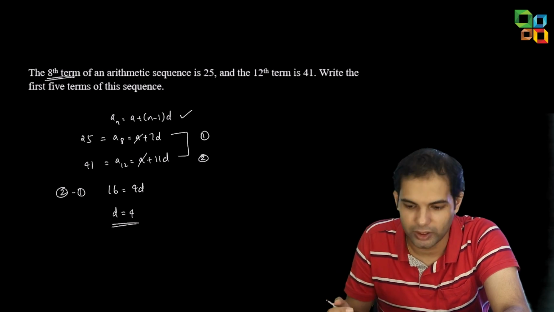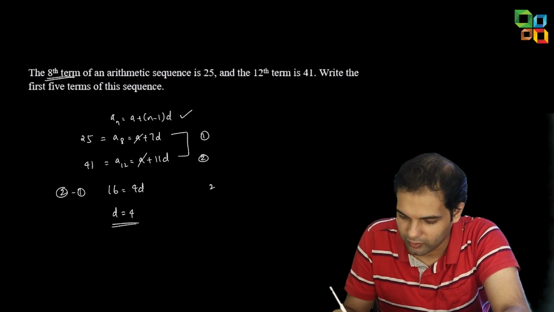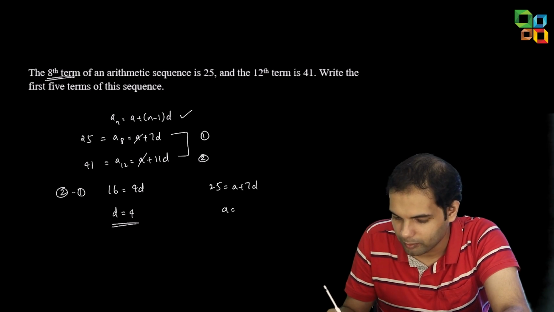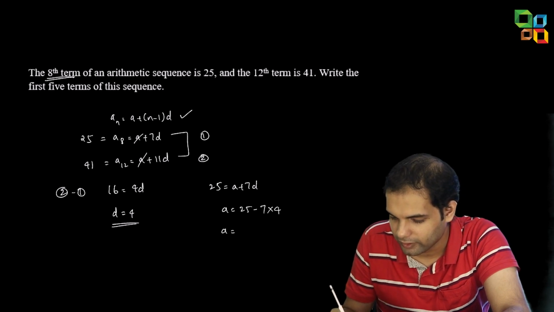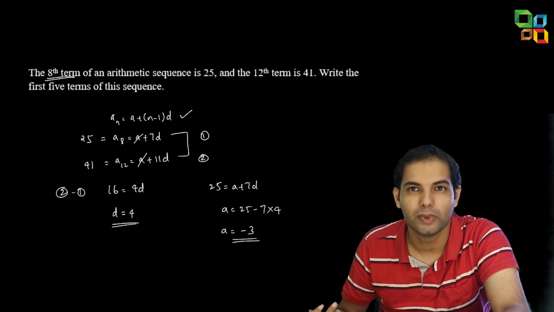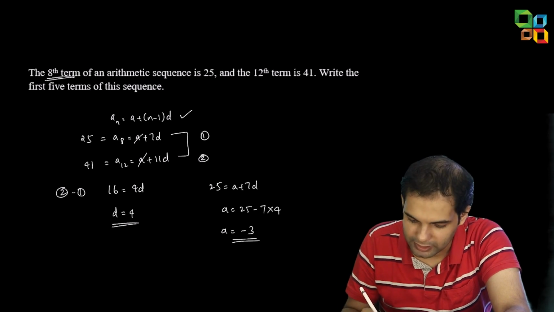Just substitute in one of the equations. Any equation is fine. First equation, fine. 25 is equal to A plus 7D. A is nothing but 25 minus 7D. So 7D is nothing but 7 into 4. So what is A? 28. So minus 3. Once you know A and D, you can write any sequence. So A is minus 3.